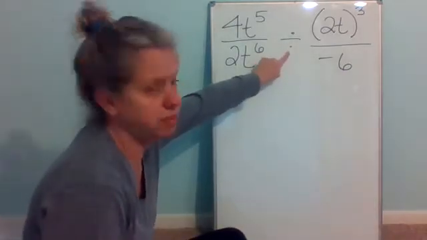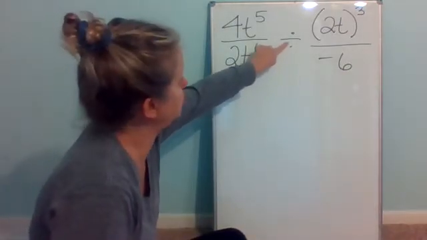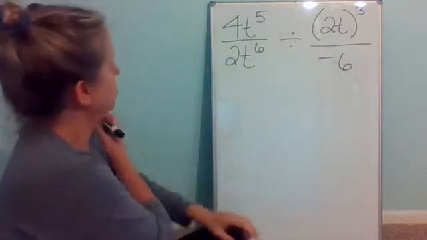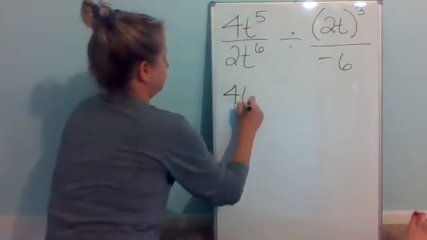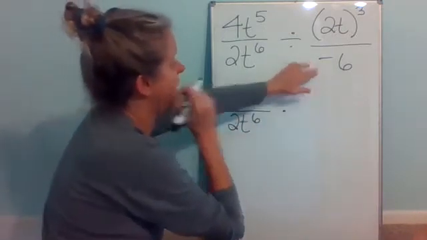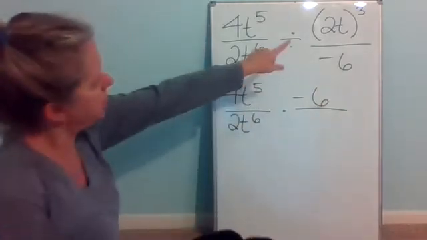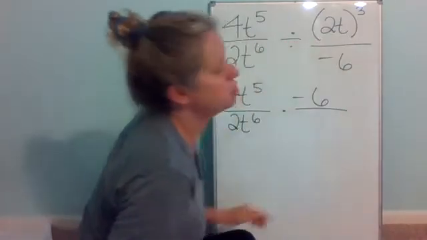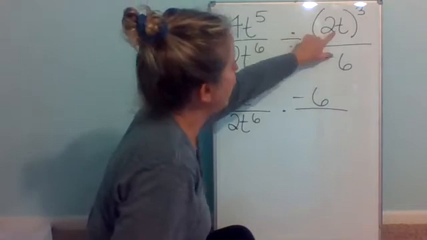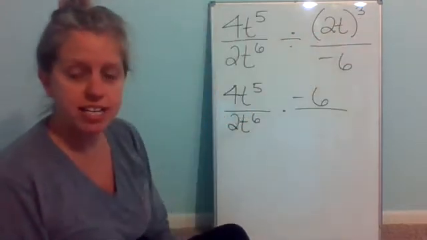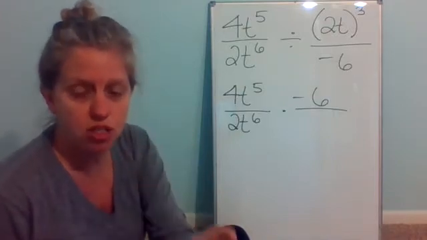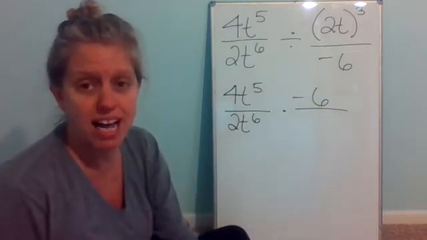So it's division. So the first thing I'm going to do is change this symbol to multiplication and turn that fraction upside down. So let's see, I've got 4t to the 5th over 2t to the 6th times the -6 will go up top. Now, this is going to go in the bottom. I've got 2t to the 3rd. Let's think about what that means. That means the 2 and the t are both being raised to the 3rd power, which means both of those things need to multiply times themselves 3 times.